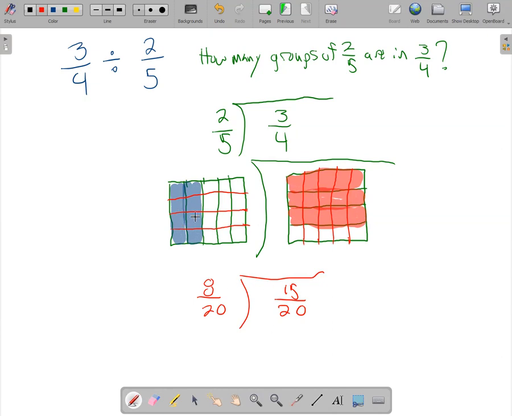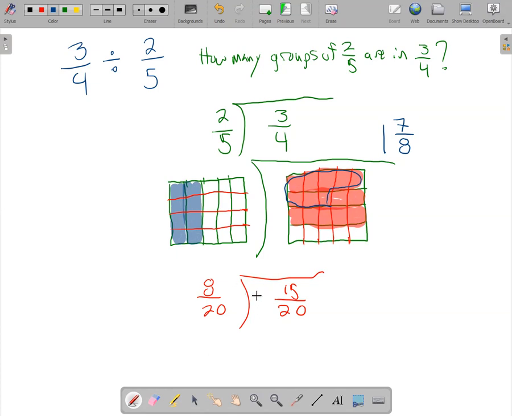And there's 2 ways to think about that. One way is to just look for groups of 8 up here. So 1, 2, 3, 4, 5, 6, 7, 8. So here would be a group of 8. Is there another group of 8? 1, 2, 3, 4, 5, 6, 7. No, not quite. So I found there's one group of 8 in there. And then 7 out of the 8 pieces I hoped for extra. So my claim based on this picture is that 2/5 goes into 3/4 1 and 7/8 times.